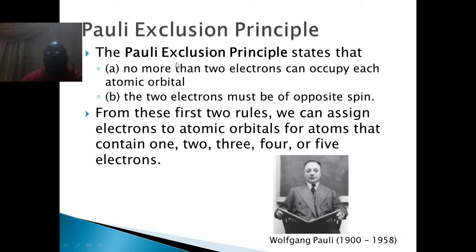Another principle that guides us in filling up electrons is the Pauli exclusion principle. This states that no more than 2 electrons can occupy each atomic orbital. Already we know this one. And the 2 electrons must be of opposite spin. That is, if you have 2 electrons in an orbital, they will not spin in the same direction. They'll be spinning in opposite directions. From the first 2 rules, that is the Aufbau principle and the Pauli exclusion principle, we can assign electrons to atomic orbitals of atoms that contain 1, 2, 3, 4, or 5 electrons.